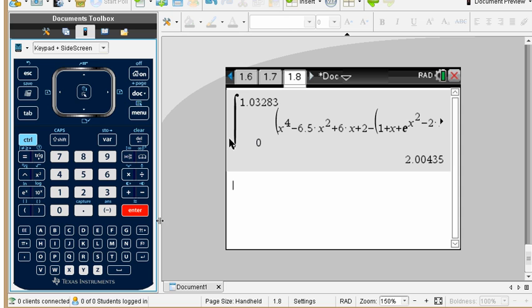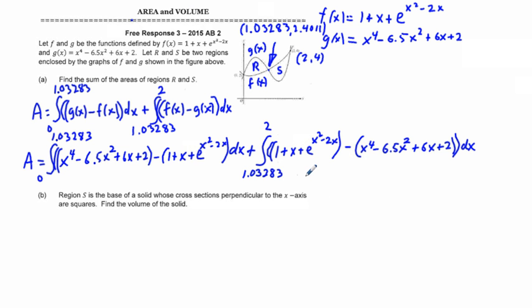So 2.00435, and rounded off to 3 digits after the decimal point, we're going to have 2.004. So either one of these answers will be just fine. If you have multiple decimal places beyond 3, they'll just look at the first 3. So they'll consider the first 3 decimal places, or the first 3 properly rounded to that place.